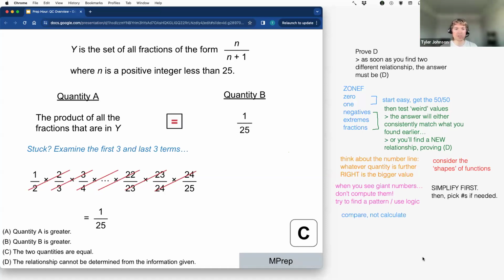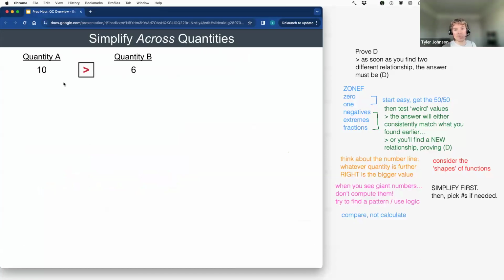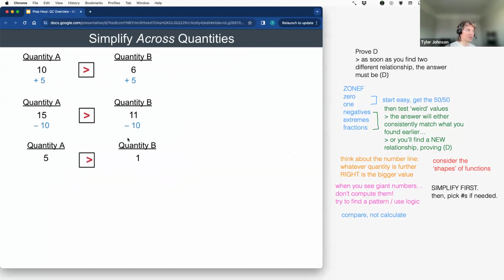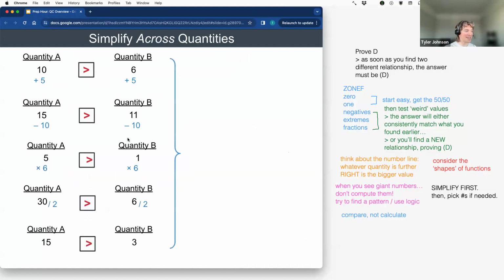Okay, I've got one other technique I want to show you. I'm going to begin with a little demonstration here. So say we had a pretty straightforward comparison that 10 is obviously bigger than 6. Notice that if I were to do the same operation to both my quantities, that relationship would be upheld. If I add 5, quantity A is still bigger. And I could subtract. As long as I subtract the same thing, quantity A is still bigger. I could multiply, quantity A is still bigger. I could divide, quantity A is still bigger.